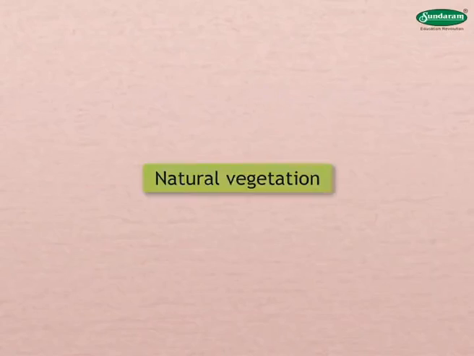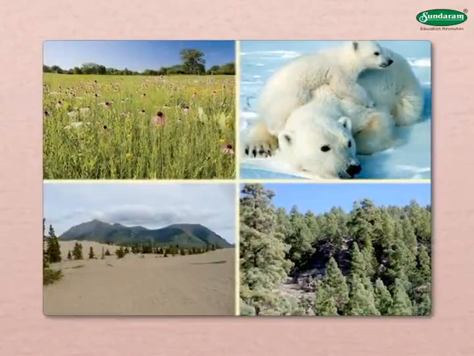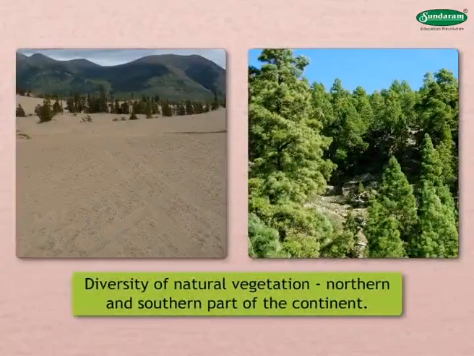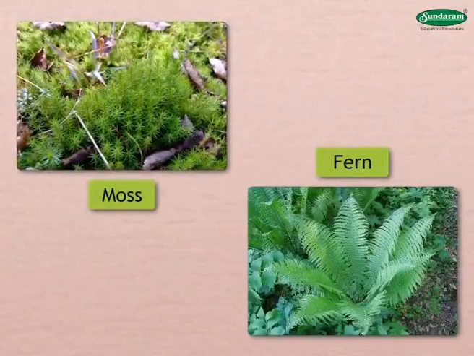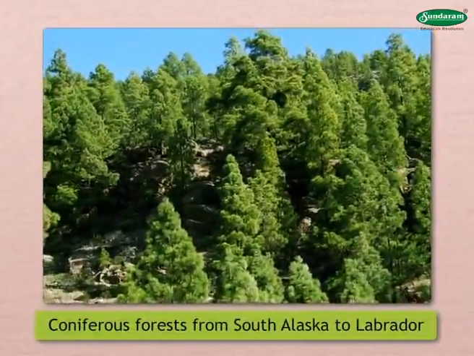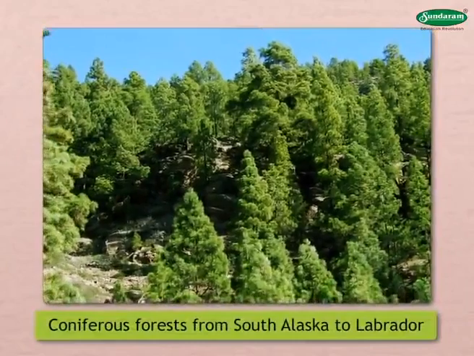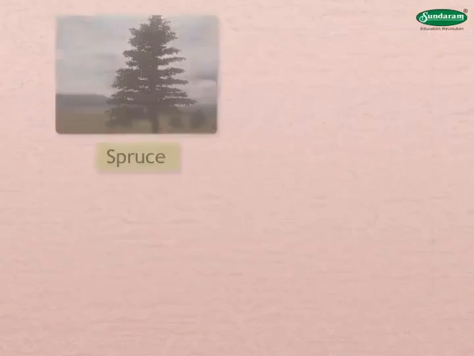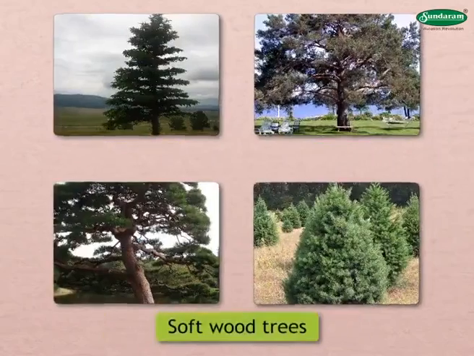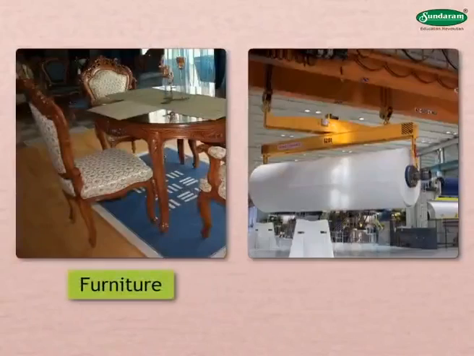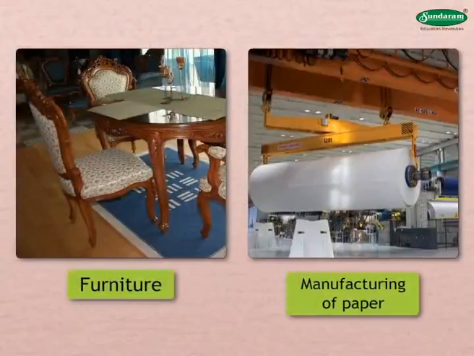Natural vegetation. The differences in the climatic conditions are well reflected in the diversity of natural vegetation in the northern and southern part of the continent. The extreme north, Alaska and Canada, are characterized by the tundra type of vegetation like mosses and ferns. Coniferous forests are found in the region from South Alaska to Labrador. They include trees like spruce, pine, fir, larch, etc. These are softwood trees and are useful for furniture as well as manufacturing of paper.